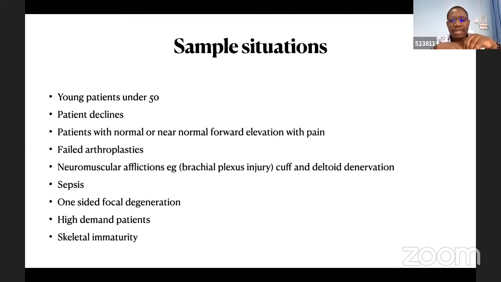In patients who have high demands, they are going to input a lot of needs on those joints. And so you might want to avoid those joints until the time when the patient is willing to modify their lifestyle. And of course, as I mentioned, in children, arthroplasty is out of our reach.